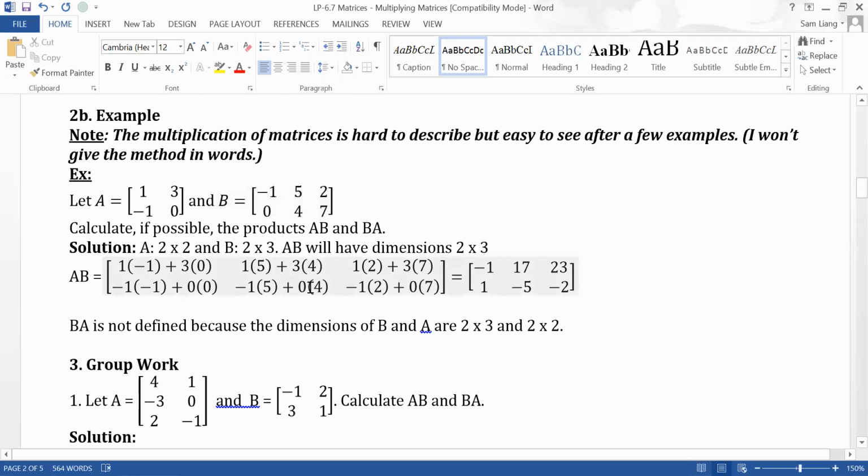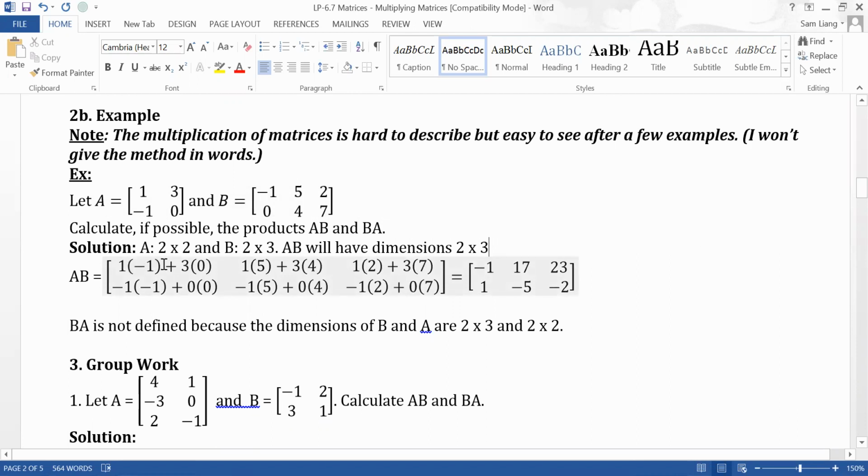All right, the last entry is the second row, third column. Again, this will provide the entry that's in the second row and third column. So that'll be negative 1 times 2 plus 0 times 7. And that'll be right here. Okay, and after that, I'll just crunch the numbers.